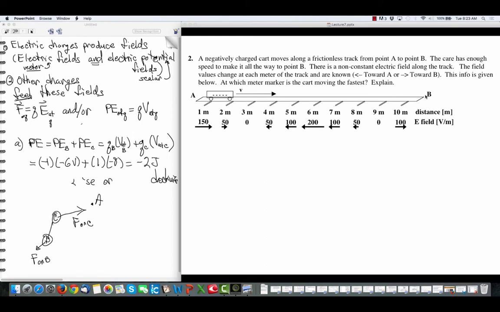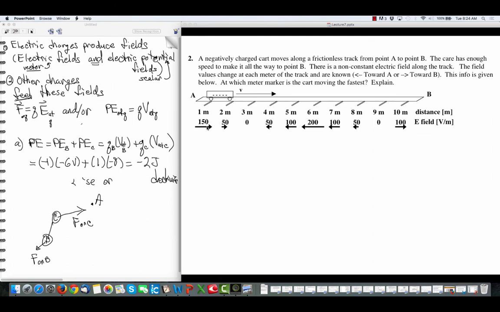So the cart is going to have a force opposite to the direction of the electric field. Down here is a picture of the electric field at various locations on this thing. This says the care, but what it means is the cart has enough speed to make it all the way to point B. So the cart is probably moving at the beginning. So what's going on here?